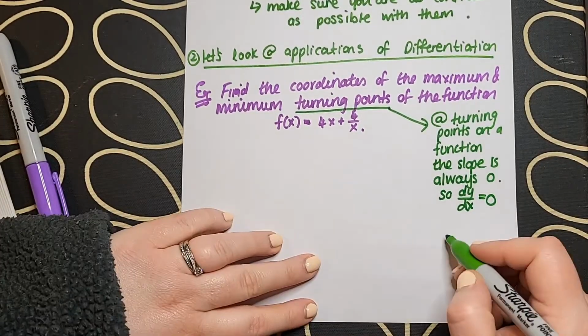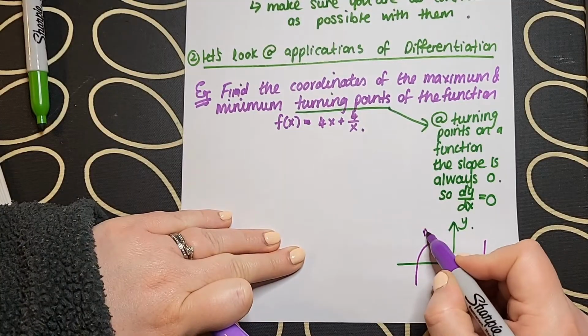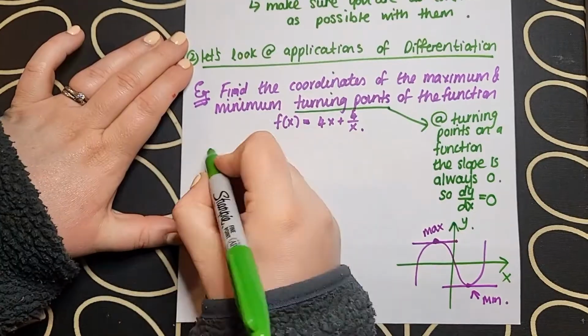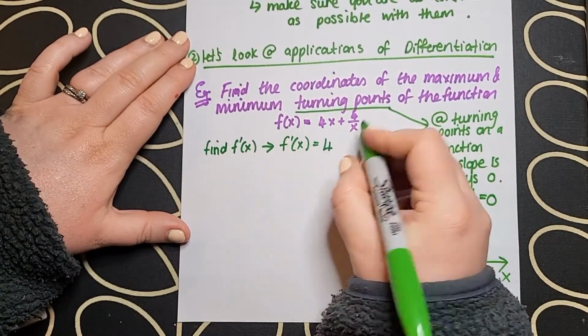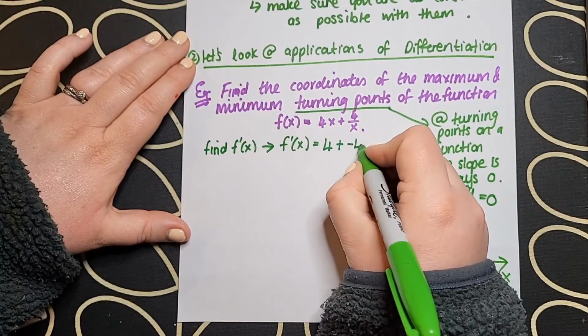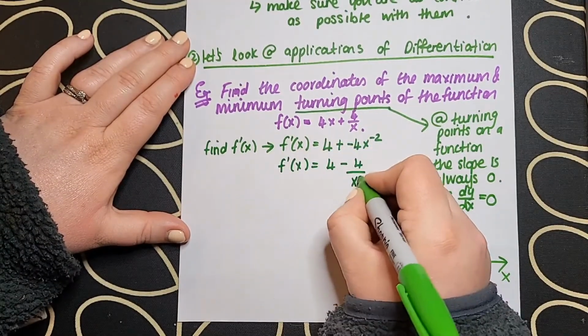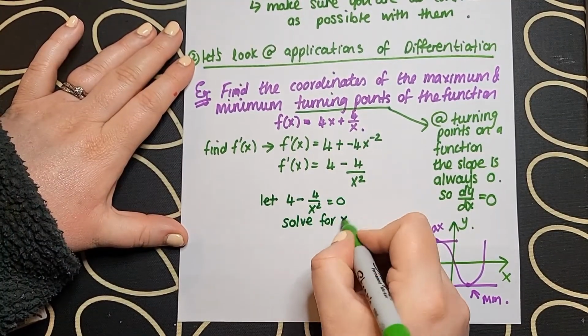Let's think about skiing. When you are skiing and you're on the top of the mountain, what way are your skis pointing? They should be horizontal, which means that the slope is 0 at that point. And skiing up and down our quadratic and cubic curves helps us to remember this. So at any turning point, we know that our slope is 0, which means dy dx is equal to 0.